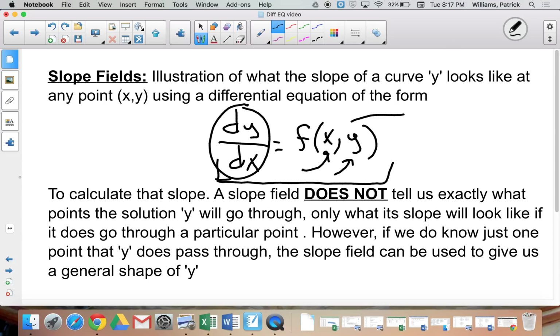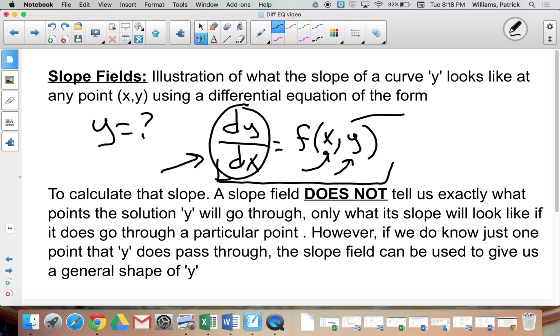So if we plug in a unique x and y coordinate, a differential equation can tell us what the slope of the solution would look like if the solution indeed passes through that x and y point. Now when I say solution, recall that if dy dx is our differential equation, that means our solution is going to be y equals something. Now, if we were given an initial condition with this differential equation, we could go through and actually solve the particular solution and know exactly what that curve looks like.